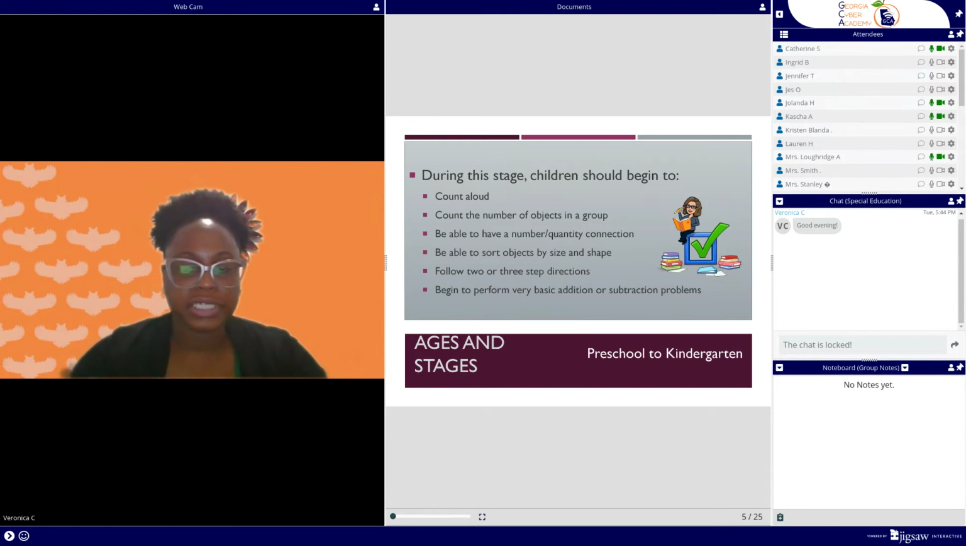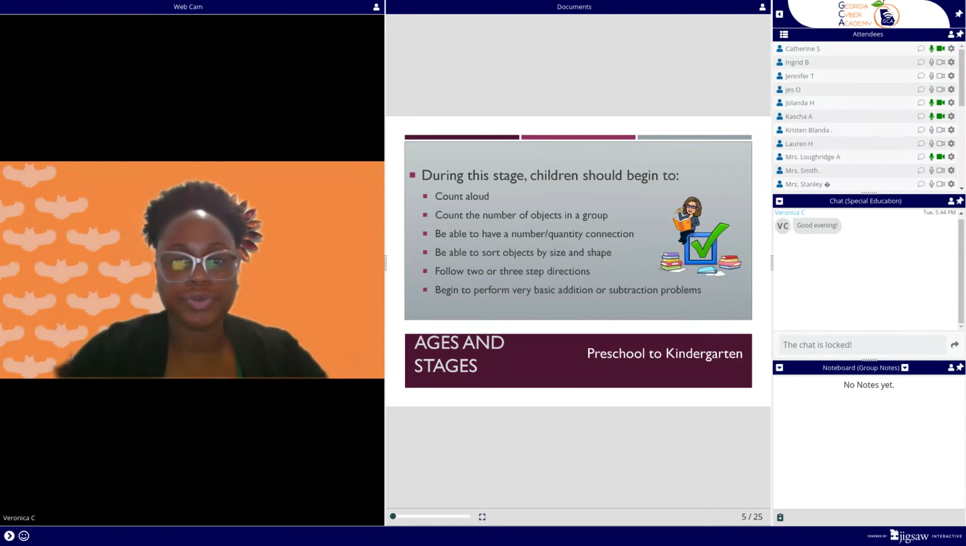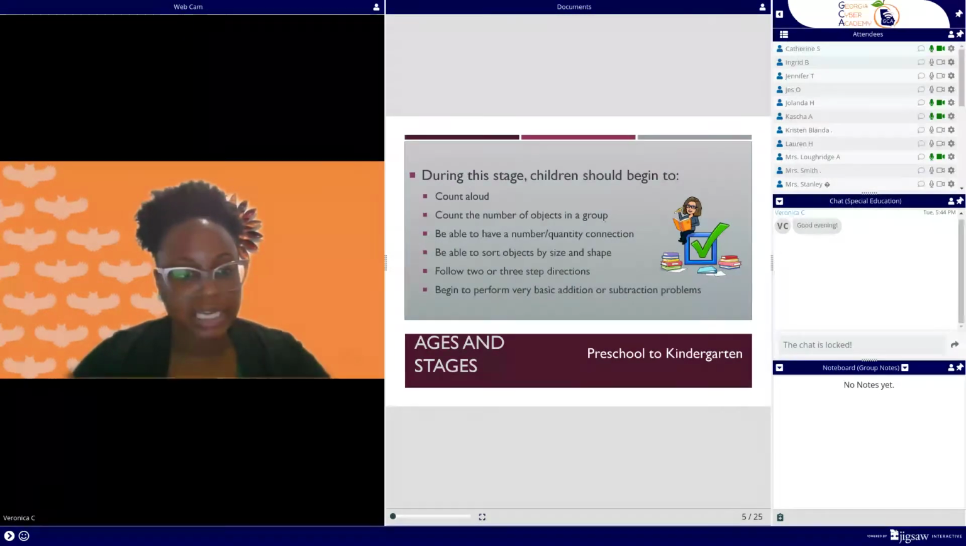So during this stage, children should begin to count aloud. They should be able to count the number of objects in a room. So we're focusing on the pre-K to kindergarten age, okay? So during this stage, children should be able to count aloud, count the number of objects in a room, be able to have a number quantity connection, sort objects by size, follow 2 and 3 step directions, and begin to perform very basic addition and subtraction problems. So that is where we should be in that age group.